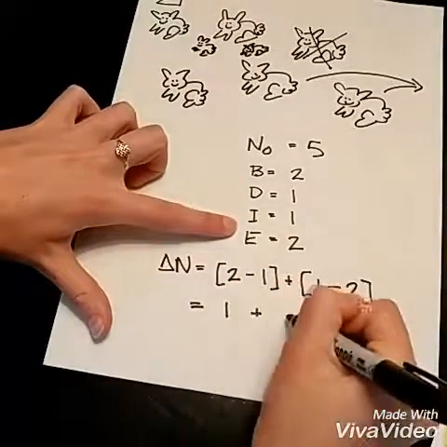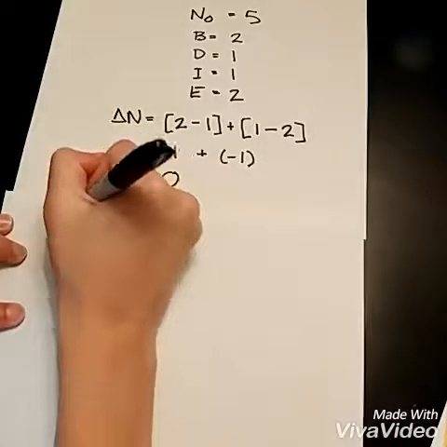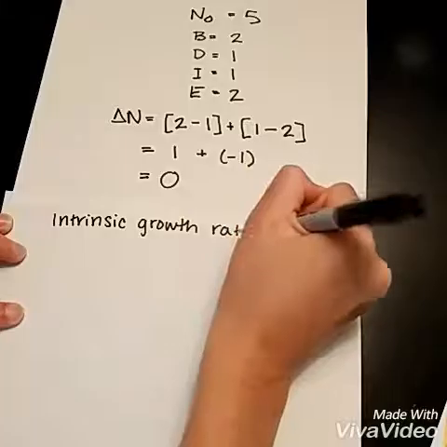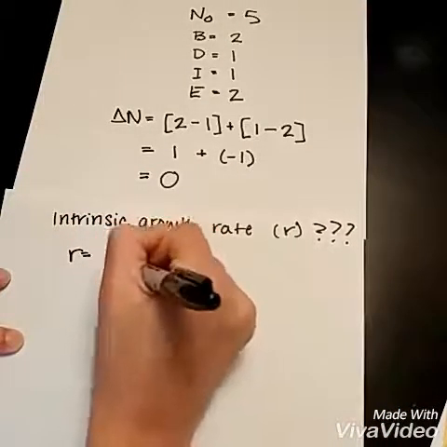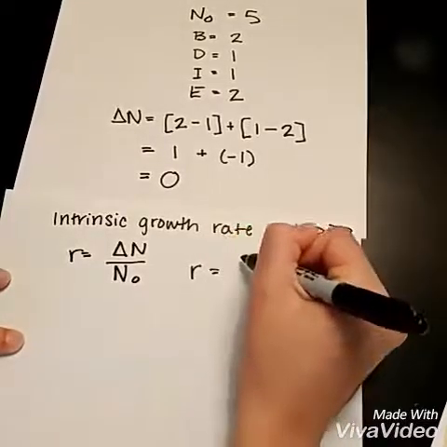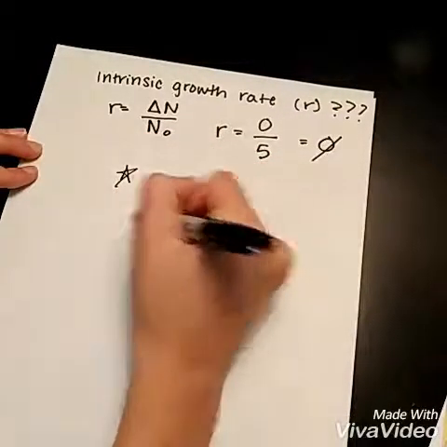So we have births minus deaths and immigration minus emigration, which represents an added calculation, equals 0. To find the intrinsic growth rate, R, we have to do the change in population over the initial population. So R equals 0, or nothing.